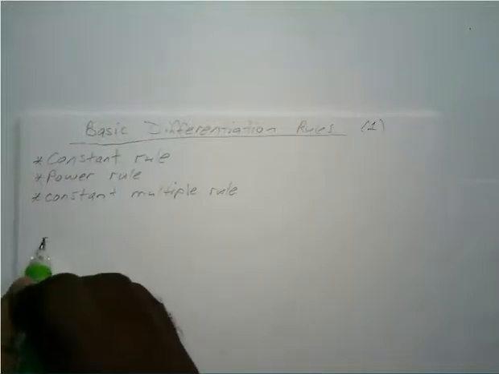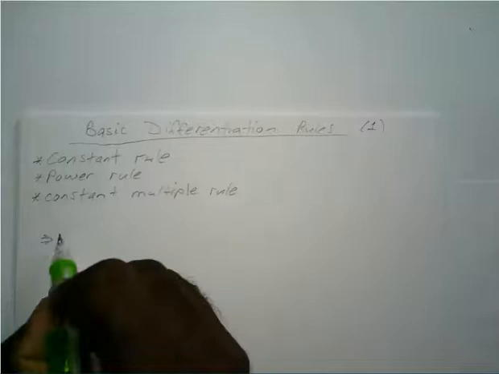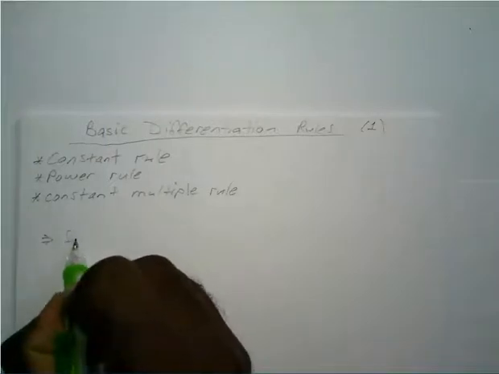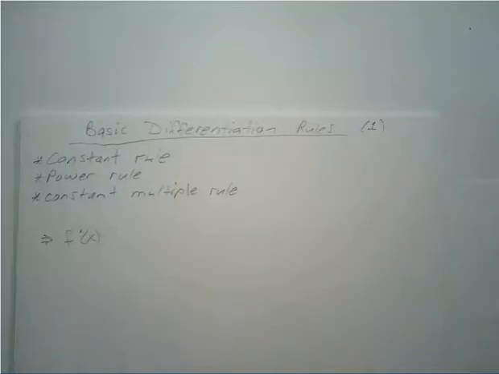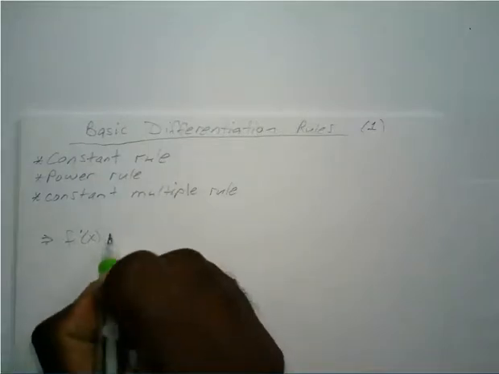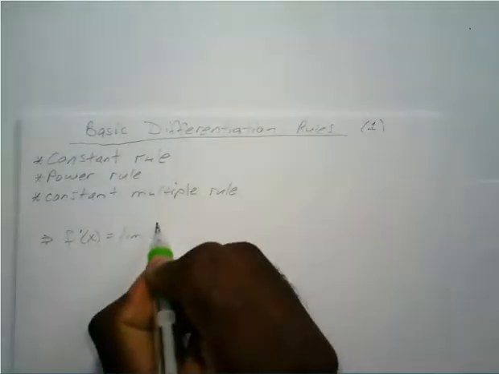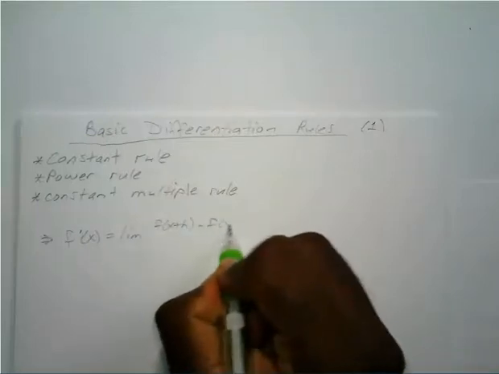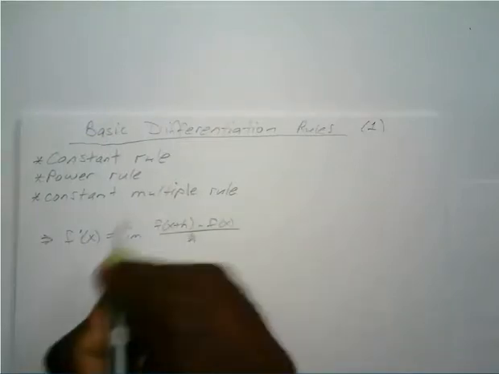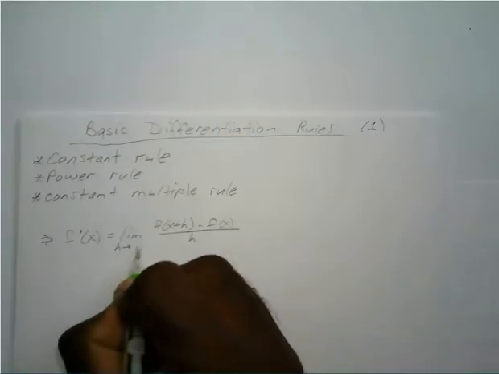What we have been looking at so far using our limit definition is the derivative of f with respect to x is equal to the limit of f of x plus h minus f of x all over h as h approaches 0.